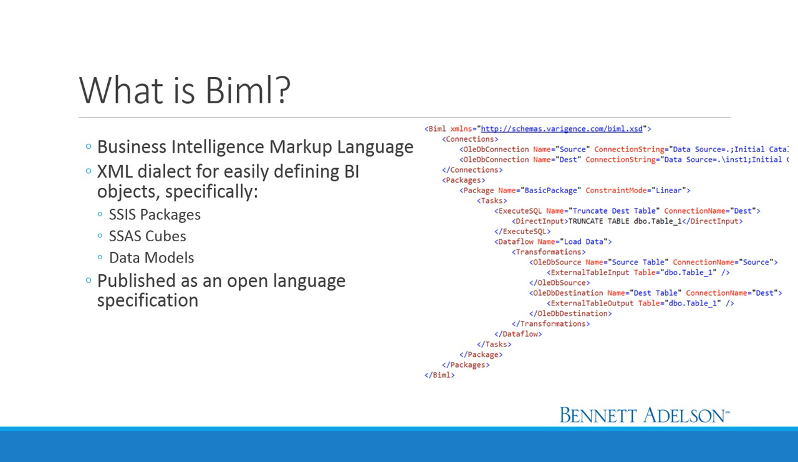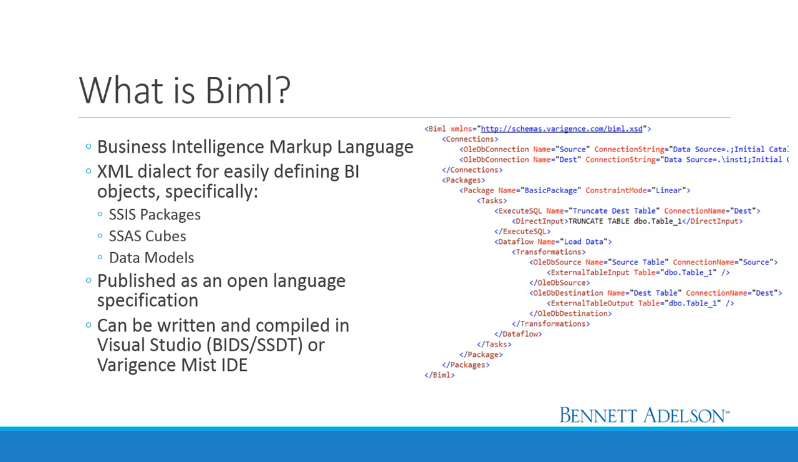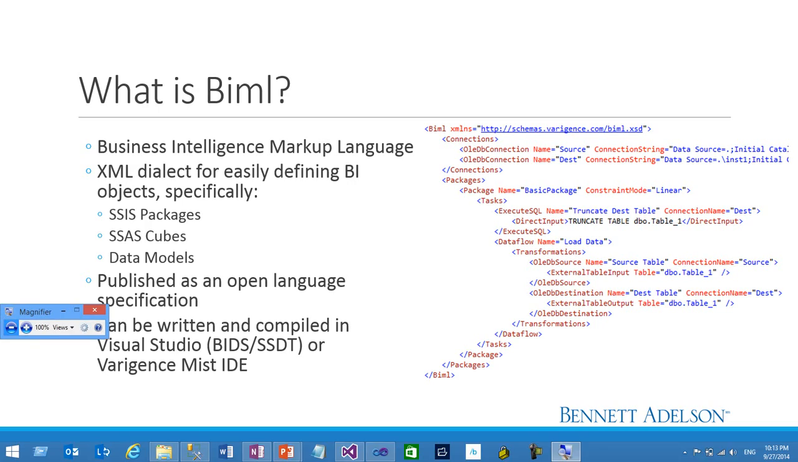Now, Biml is published as an open language specification. It's XML, so you can write it in anything, but if you want to compile it, you can do that in Visual Studio. BIDS Helper add-in will help you with that in BIDS, or what is now called SQL Server Data Tools, BI. You can also use Varigence's. We'll talk about that company, Varigence, a little bit later. You can also use their IDE called Mist. That's actually paid, though.